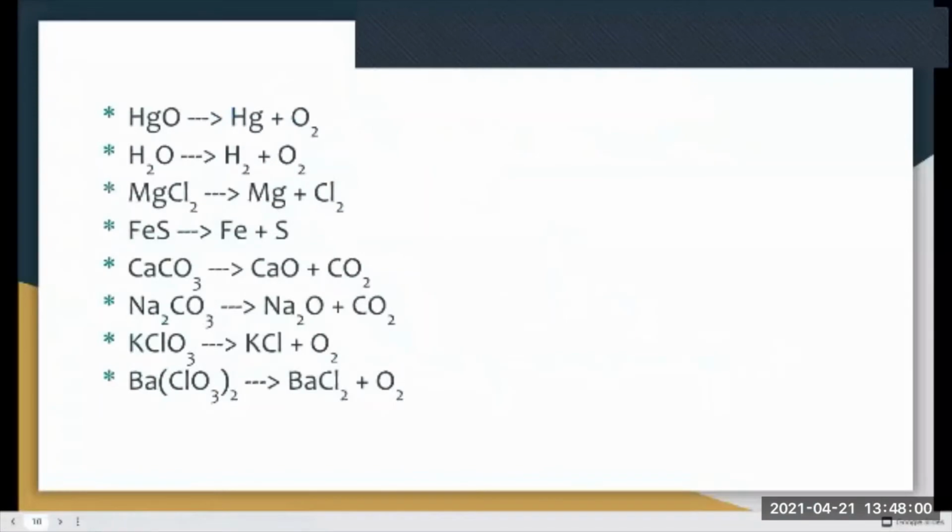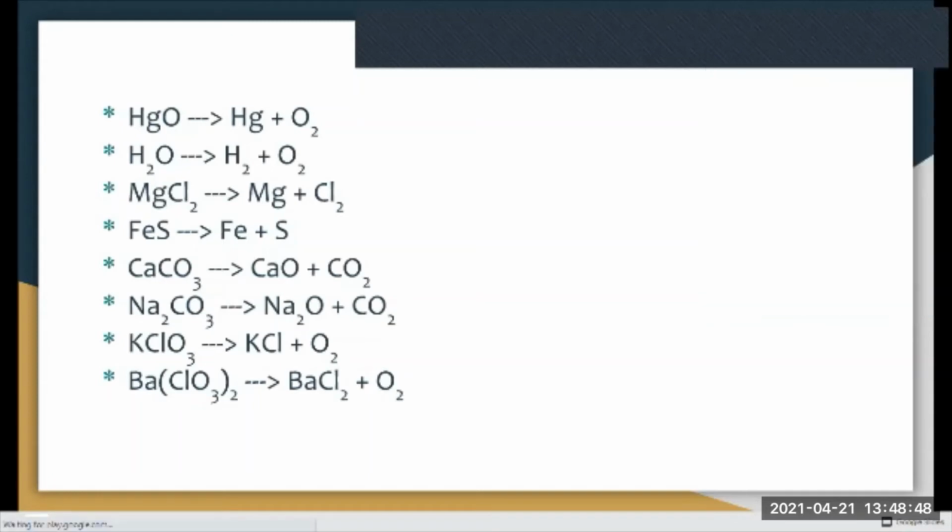So here are some good examples of a decomposition reaction. Notice on your reactant side, you have just one item. You have mercury 2 oxide, water, magnesium chloride, iron 2 sulfide, calcium carbonate, sodium carbonate, potassium chloride, barium chlorate, and then those one things become two or more things over here on the product side.